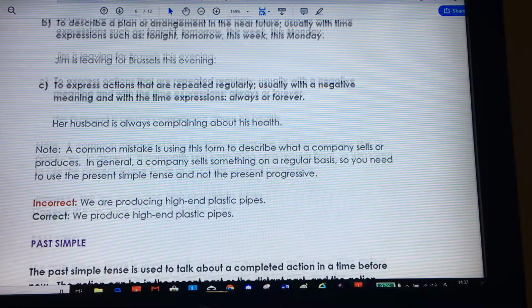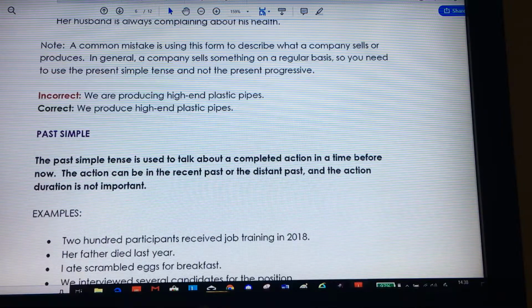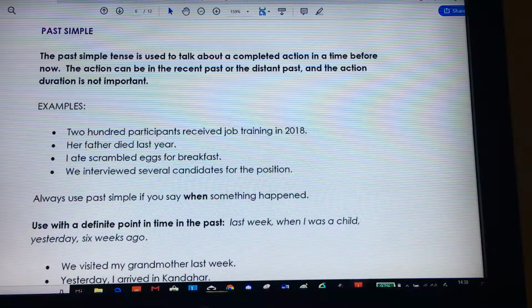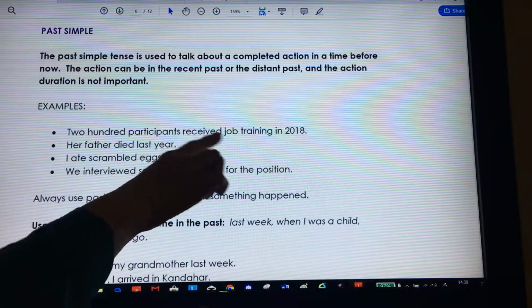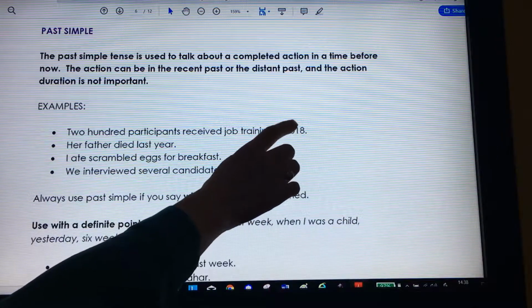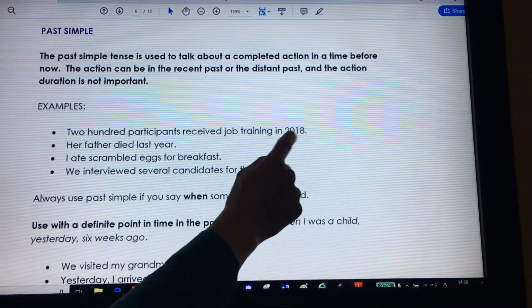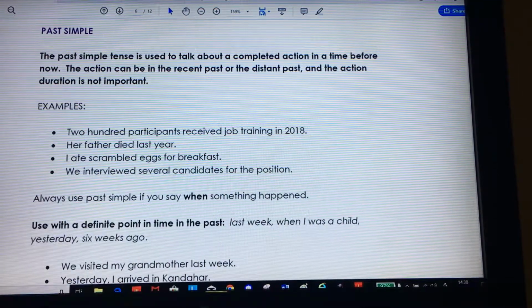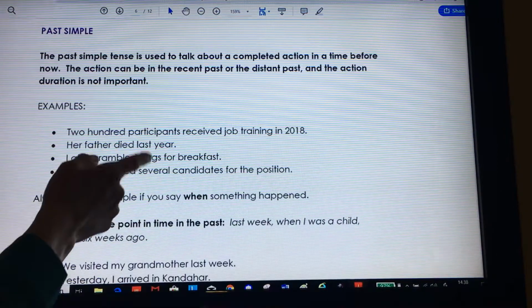The next verb form that we use a lot is the past simple. The past simple tense is used to talk about a completed action in the past, and this is where you have a clear time of when it was completed. So here are some examples. 200 participants received job training in 2018. Because you say this time, 2018, that year is in the past, so we know that that action is completed. Here again, her father died last year.